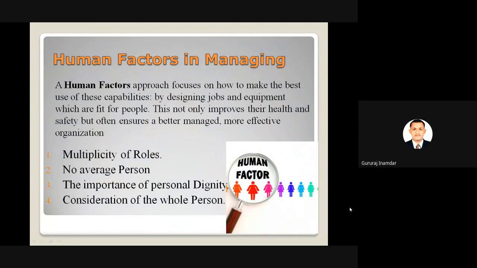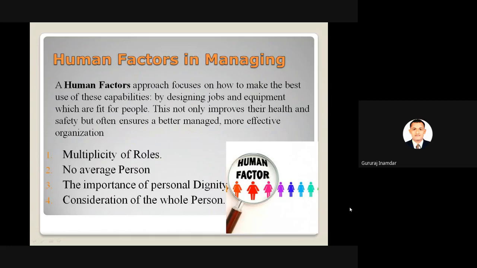Okay, if you consider the human factors in management, which factors are very important for the management? Human factor approaches focus on how to make the best use of the capabilities, whatever is present inside that industry or whatever factors are required for the completion of the organizational goal. So some factors are required, and we will discuss those factors also.